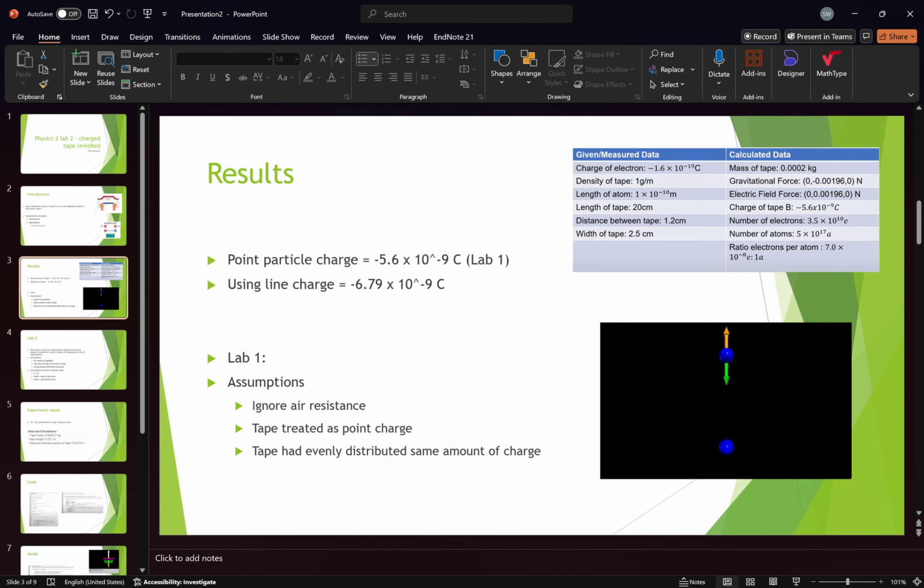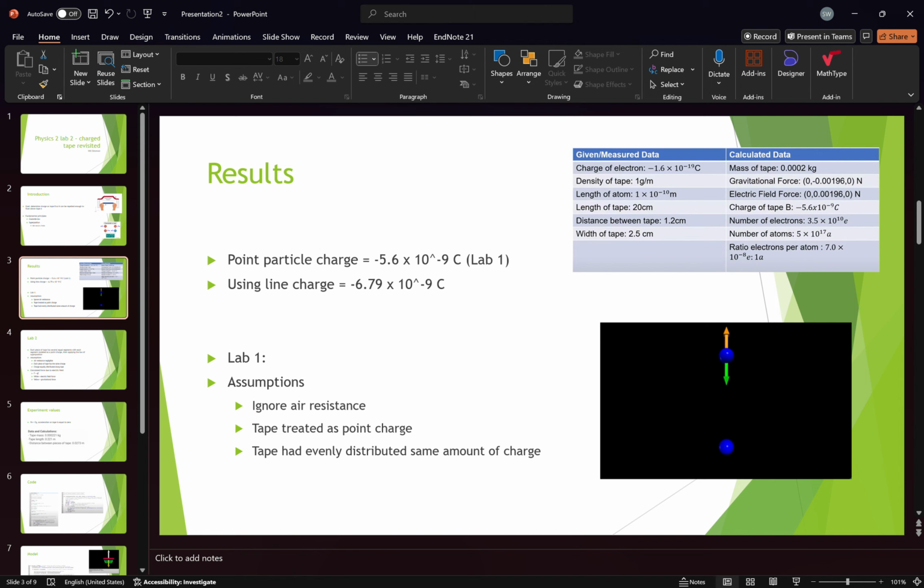For the results, the point particle charge from lab 1 would be negative 5.6 times 10 to the negative 9th, and using a line charge it's negative 6.79 times 10 to the negative 9th. These values are also used in the what if at the end. In the top right you can see values obtained from the first lab, and for lab 1 you could assume that you can ignore air resistance. The tape is treated as a point charge, and the tape also had an evenly distributed same amount of charge.